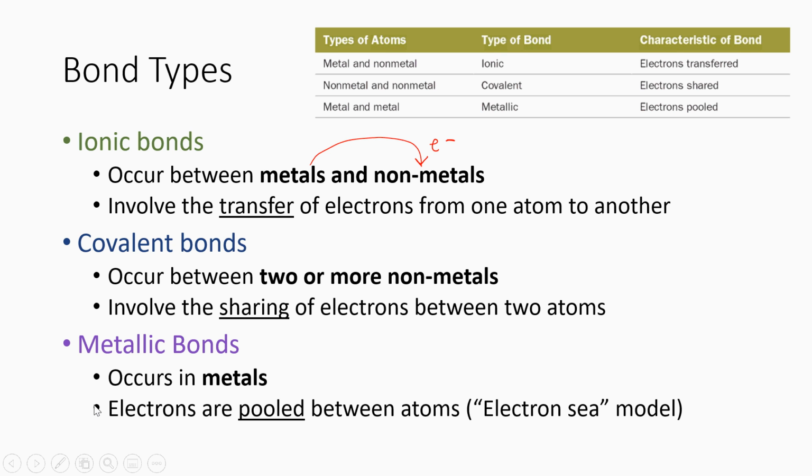In metallic bonding, this occurs in metals, and our metals, remember, all have a very loose grip on their electrons, and what happens as a result is the electrons are pooled between atoms. We sometimes see this referred to as the electron sea model. Another term I've seen used to describe it is that the electrons are delocalized, meaning they're not tied down in any one spot. They can move around freely around your sample.